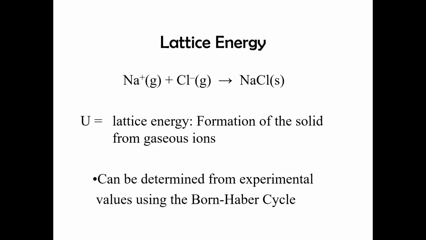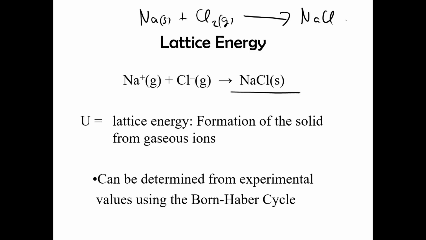By definition, the lattice energy is actually the formation of, so this is not the delta H of formation here, right? The difference between lattice energy and the delta H of formation is that the delta H of formation is the formation of the solid from its elements in their natural state. So that would be this, right? Chlorine exists as a gas in the gas phase, right? And sodium is a solid. And so here we have ions in their gas phase. So this would be the delta H of formation.